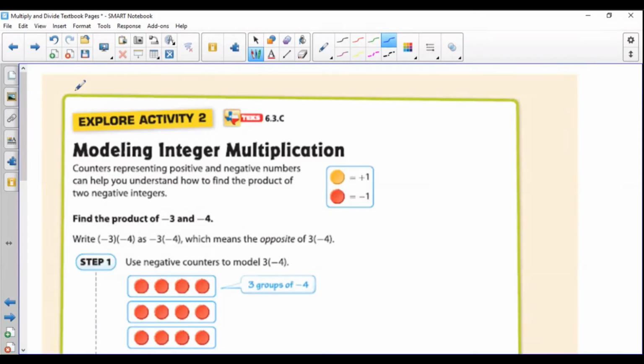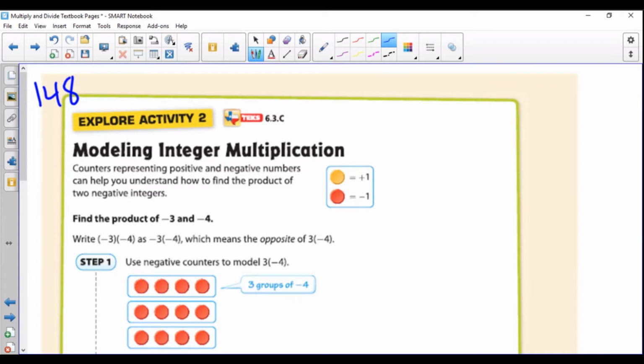Next page is going to be page 148. So this is 148 in your textbook. On page 148, we're going to talk about modeling integer multiplication. Now we're going to use counters. With counters, we're going to get a little more explanation on how this makes sense. It says counters can represent positive and negative numbers, and can help you understand how to find the product of two integers.